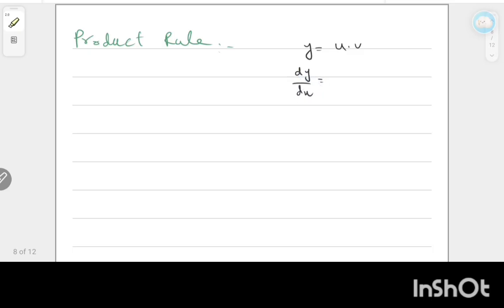How do we find the derivative if two functions are multiplied? It's very simple. We take the derivative of u plus u, then the derivative of v. Okay, we have a question: y equals (3x + 1)² (x + 1)². How do we find it?